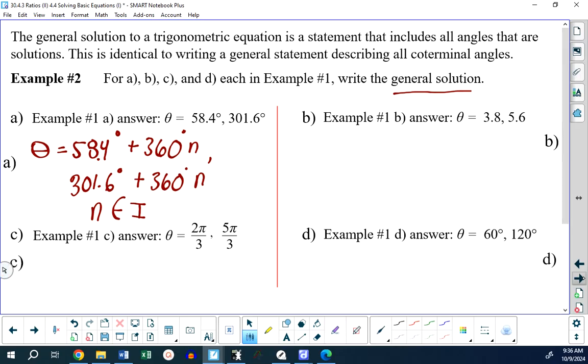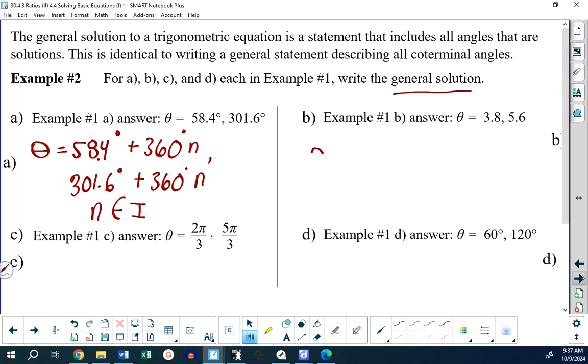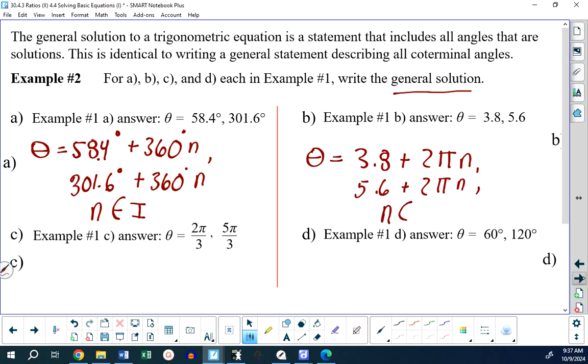So for example, in B, I believe we got 3.8 and 5.6 radians when we solved this. So what's the general solution? Theta would be 3.8 plus 2 pi n, 5.6 plus 2 pi n, where n is an integer. They're in radians, so we have to add multiples of 2 pi because 2 pi is a full revolution.